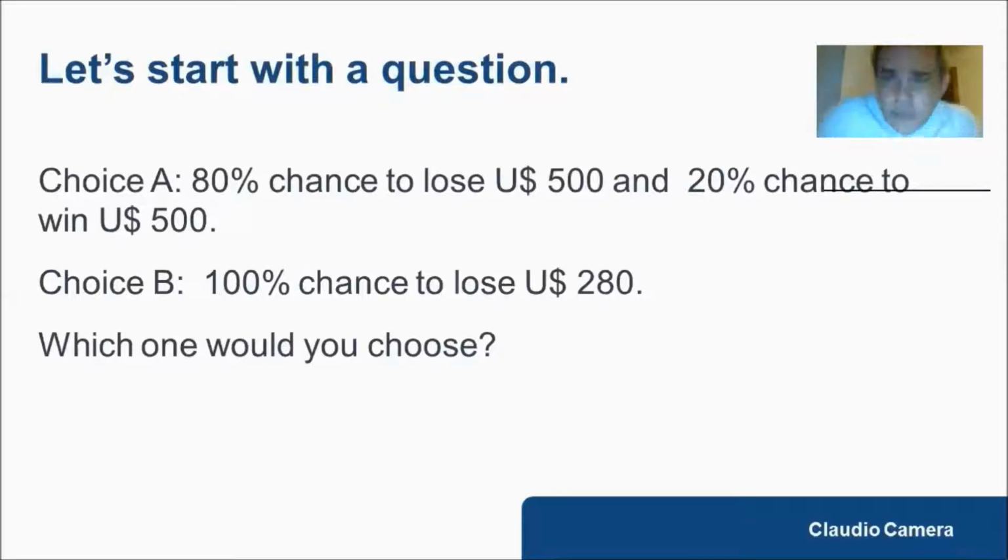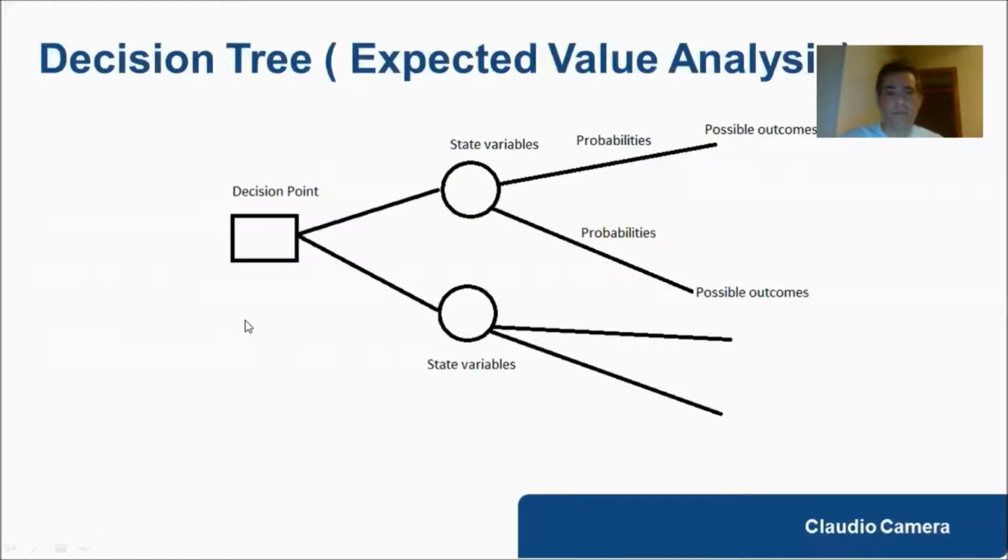Well, fortunately, there is a tool that can help you to choose between these two values according to the data given. And this tool is called expected value analysis. An expected value analysis will give you the decision point that begins here. And this is a decision tree.